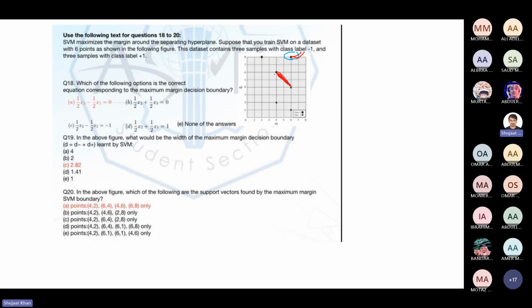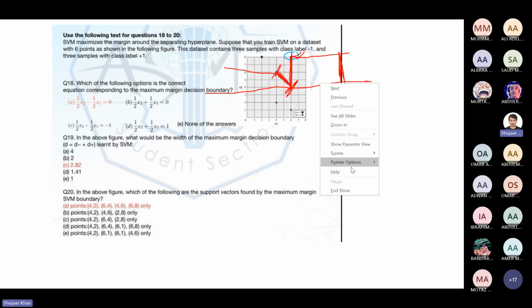But if I remove this point, you see my decision boundary can be increased by this factor. This will be my decision boundary. So the size of the decision boundary will increase, but the current decision boundary is defined by this one. Let's clean it again, and then I will ask you.